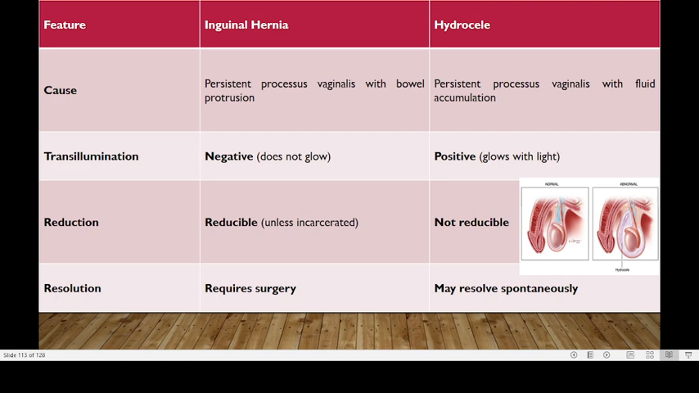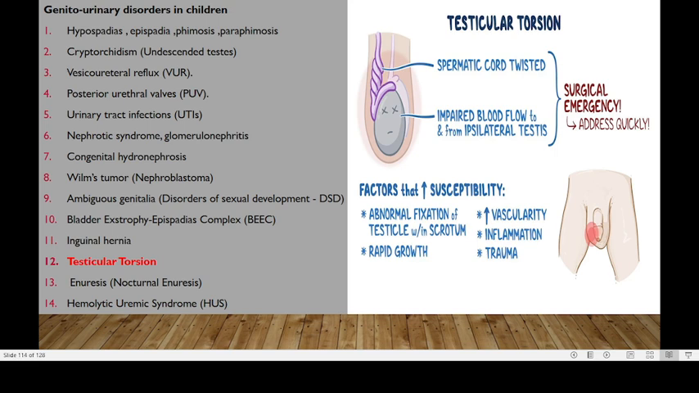In terms of reduction, inguinal hernias are normally reducible unless incarcerated. Hydroceles are not reducible. Lastly, inguinal hernia will require surgery, so it could be elective or emergency if it is incarcerated. Hydrocele, this one may resolve spontaneously, right?